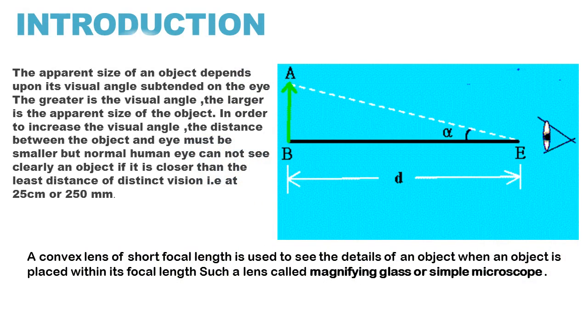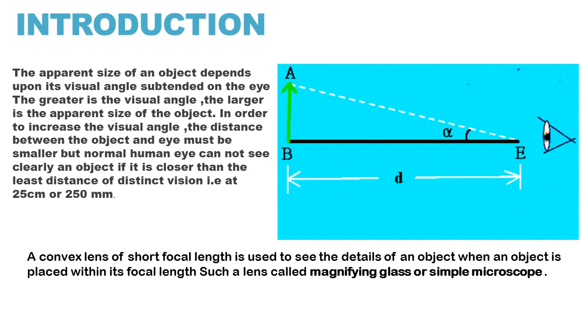Introduction. Whenever any object AB is placed at a distance D, which is the least distance of distinct vision from an eye, it subtends an angle directly on the eye called the visual angle, denoted as alpha, as shown in the diagram. The apparent size of an object depends upon its visual angle subtended on the eye. The greater the visual angle, the larger the apparent size of the object.